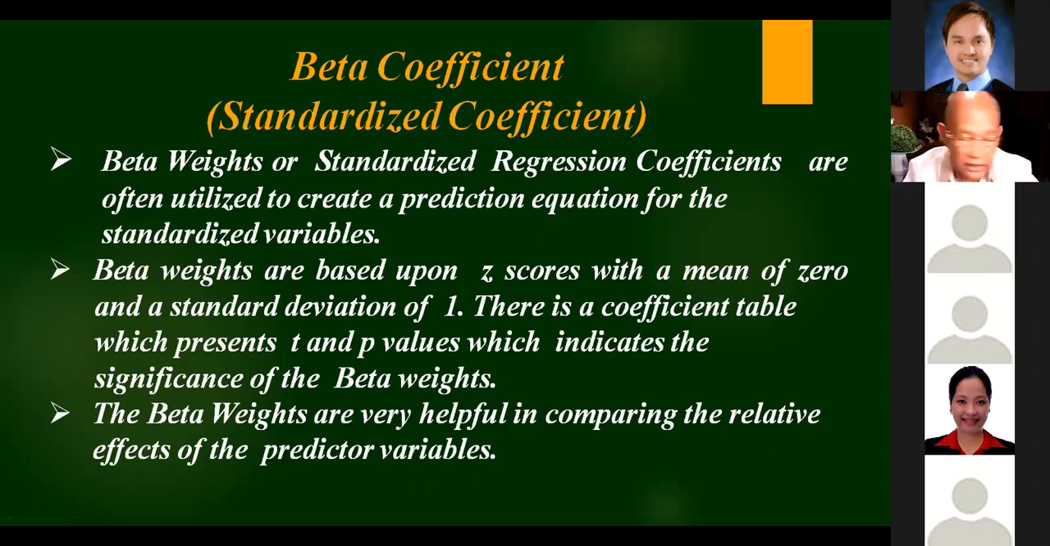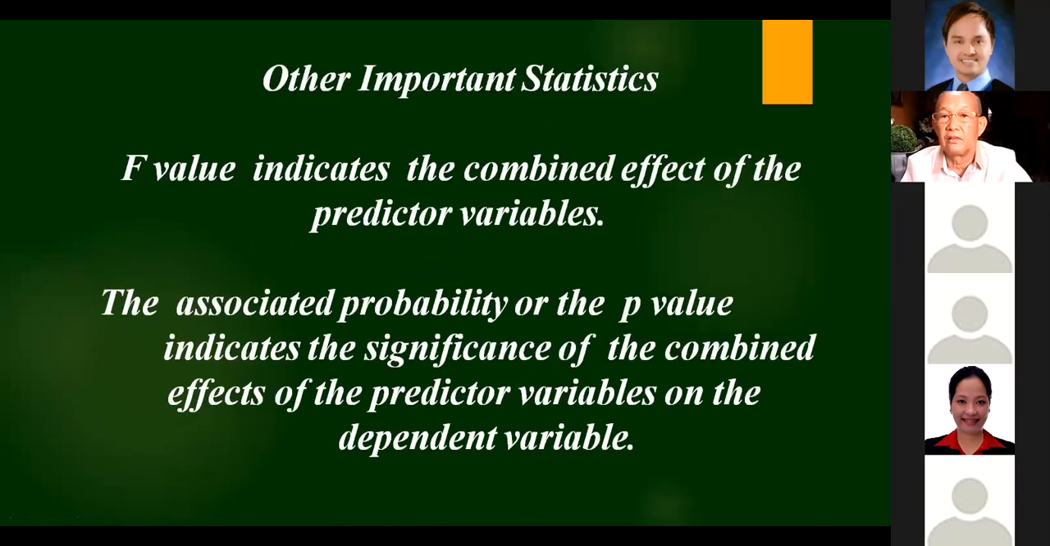Allow me to give you an example so that you can follow what I'm saying. Before we go to the illustrative example, I'd like you to remember that other than the B coefficient and the beta coefficients, you will also find an F value or ANOVA. And the F value indicates the combined effect of the predictor variables. Yung predictor variables, yan din yung IV or independent variable.